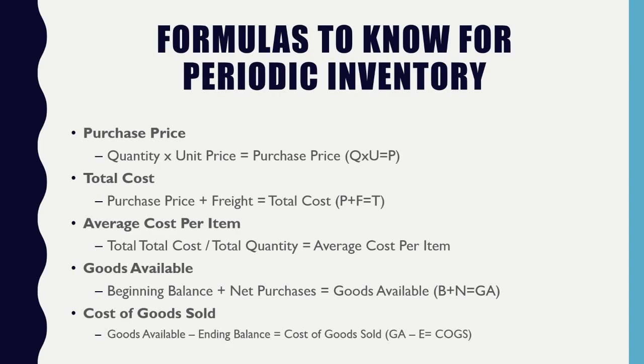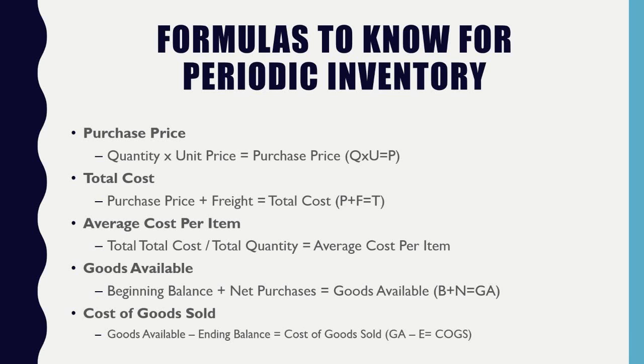So these are the formulas. Here is the huge difference. You still have your purchase price, which is your quantity times your unit cost. You still have your total cost, which is going to be your purchase price plus your freight. The difference here is your average cost per item. That's what's going to be different.